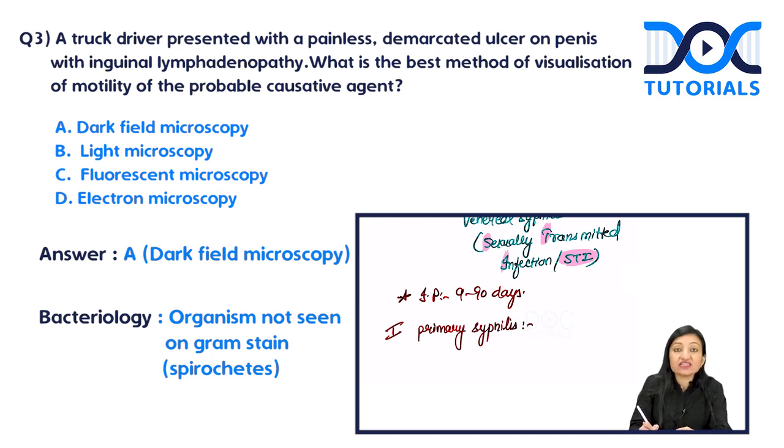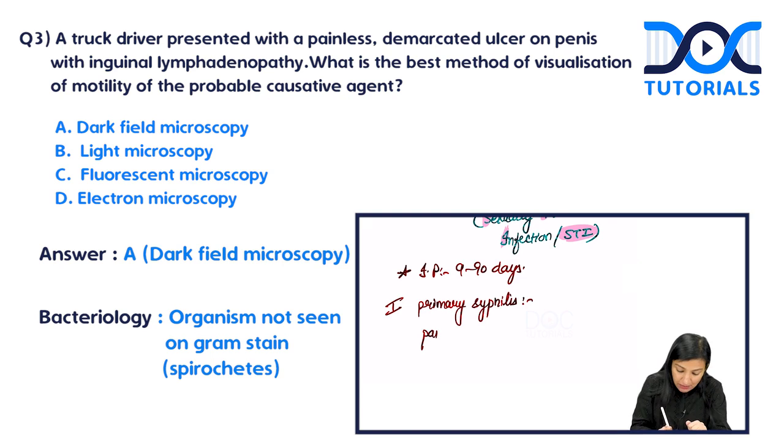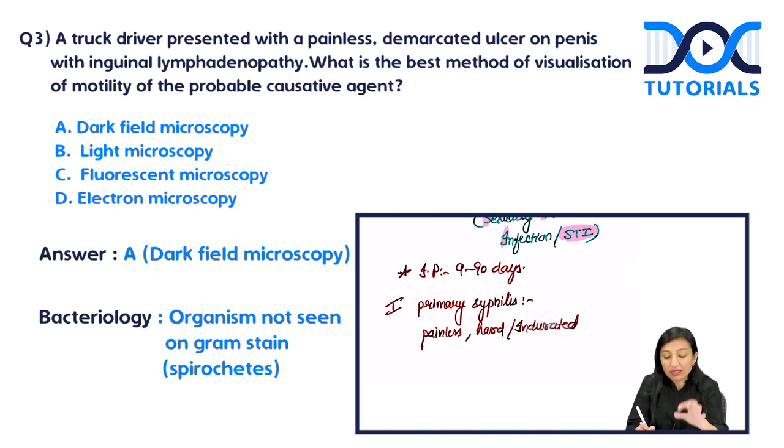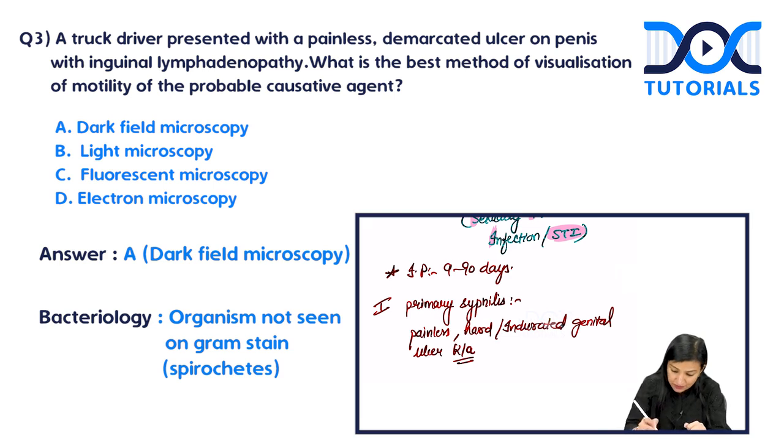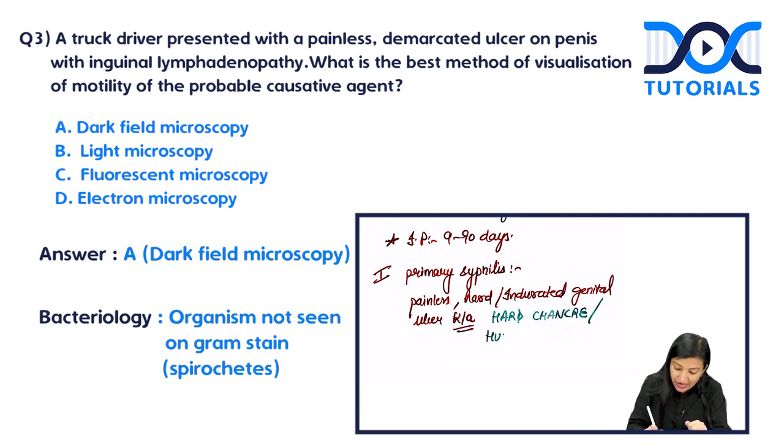Now, primary syphilis is characterized by a painless, hard to touch or palpate, that is indurated, genital ulcer known as hard chancre or Hunterian chancre.